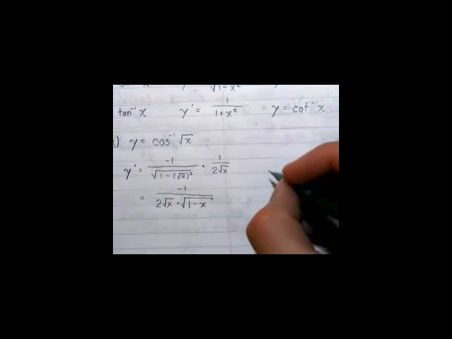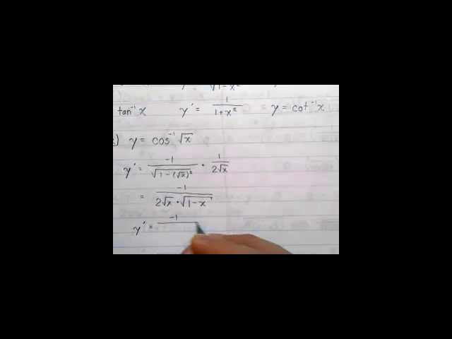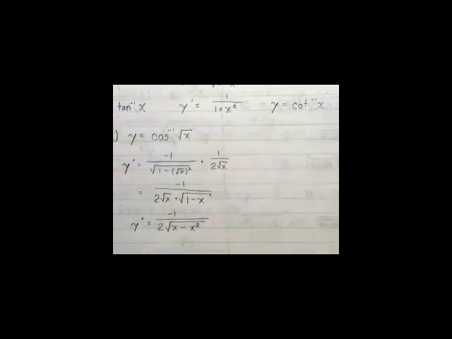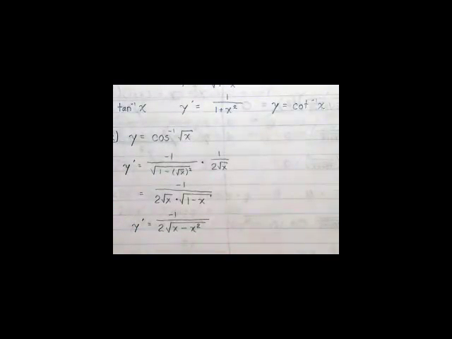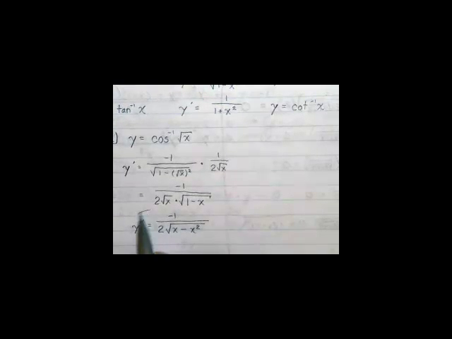Okay, and so this square root and this square root can multiply together. So we'll have negative 1 over 2 square root of x minus x squared. And there's really nothing more you can do with that. Yeah, you could take an x out of this thing, but then you'd be right back to where you were there. And so this is really about as simple as you can get it, or as far simplified as you can take that particular problem.